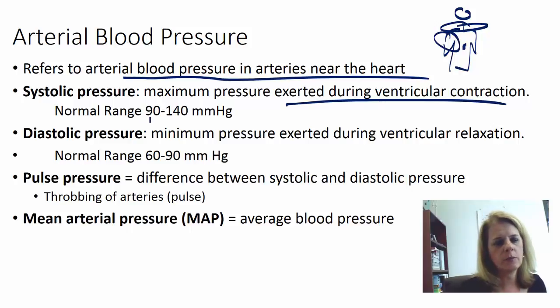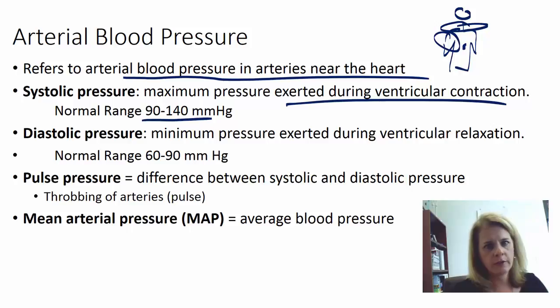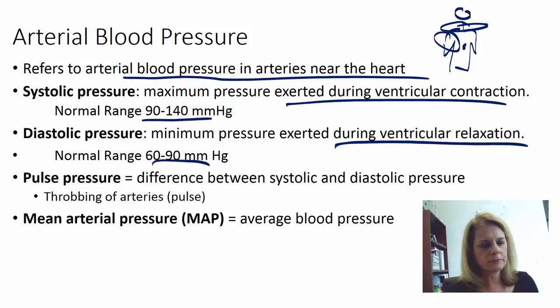And that range is anywhere between 90 and 140 millimeters of mercury. The diastolic pressure is the minimum, so it's the low pressure when the ventricles are relaxed or in diastole. And so that would be 60 to 90 millimeters of mercury. When you see someone's blood pressure, it's usually going to be written as the systolic pressure over the diastolic pressure. The high number over the low number. The contraction number over the relaxation number. All right. The pulse pressure is the difference between the two. And that's what you're feeling when you feel a pulse.